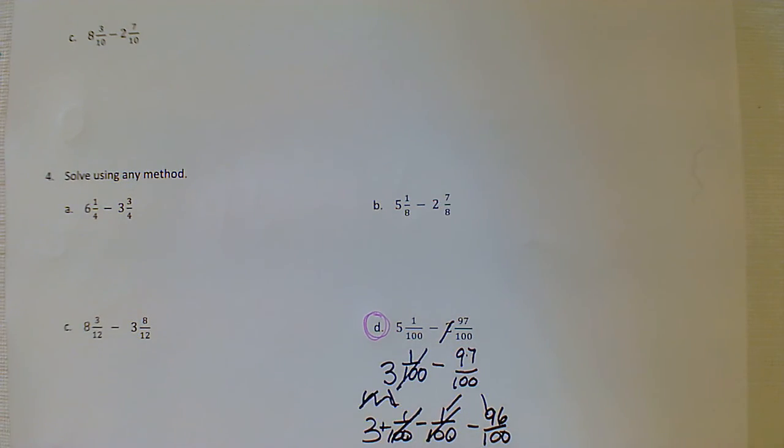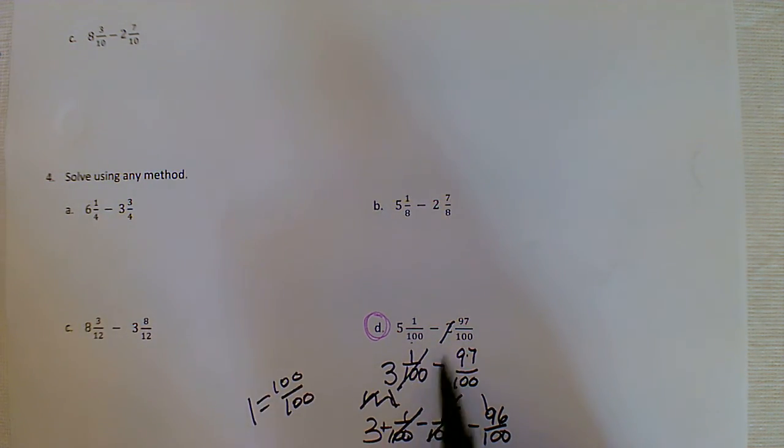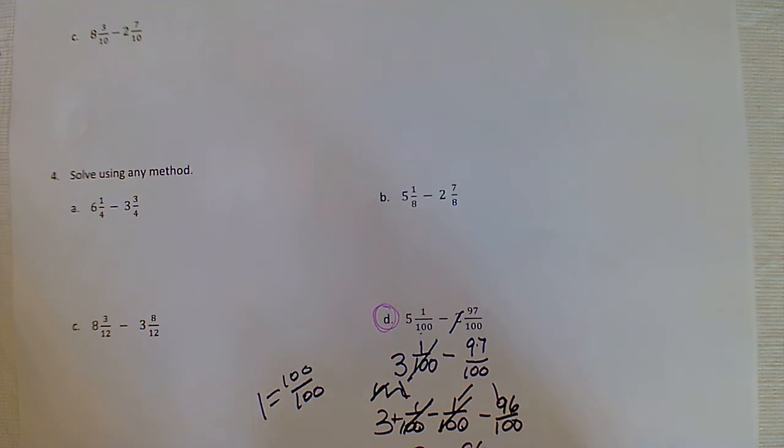So now what I want to do is decompose my 3 into 2 and 1. But instead of writing 1, I'm going to write 100 100ths. That's because my rule for this one is that 1 is equal to 100 hundredths, since we have 100 in the denominator. So this 3 becomes 2 and 100 100ths. Now we're going to subtract out that 96 100ths. And 100 minus 96 leaves you with 4 100ths. Oops, and we still have our 2. So that's one way to do it.